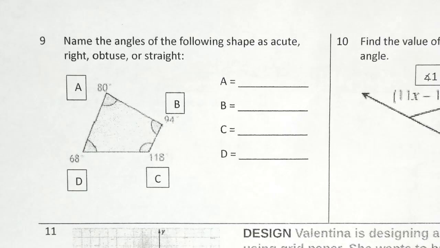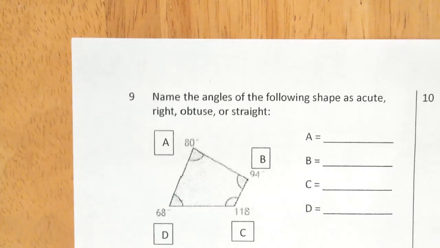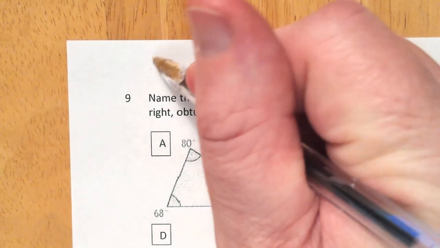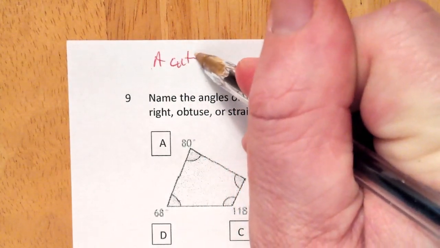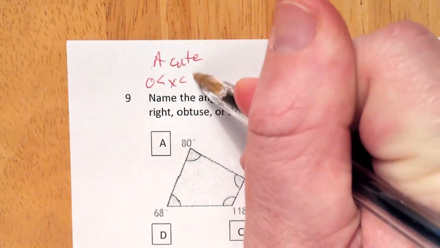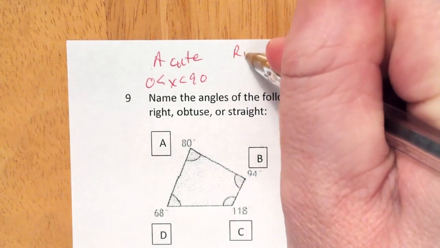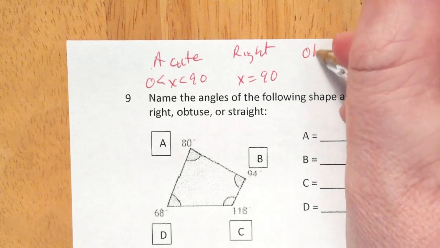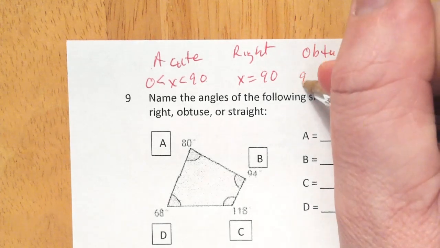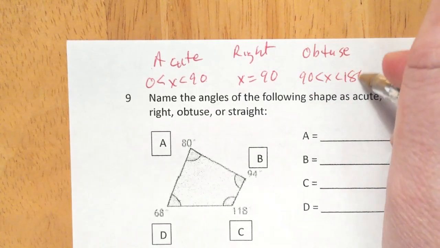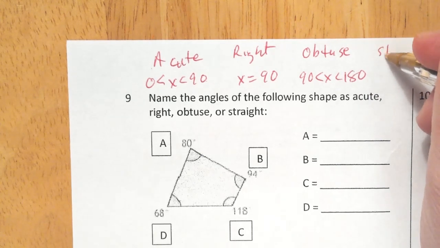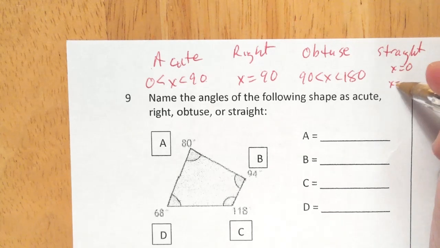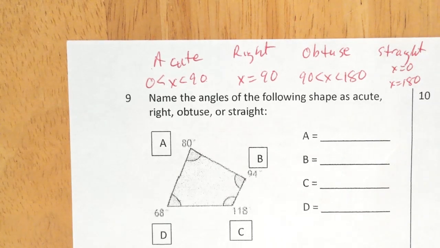Number 9. All right, this one's awesome. All we're going to do is figure out, is it acute, obtuse, right, or straight? Acute means it's anywhere between 0 and 90. Right means that it is 90. Obtuse is anywhere between 90 and 180. And straight means it is either 0 or it equals 180. And those are your options.